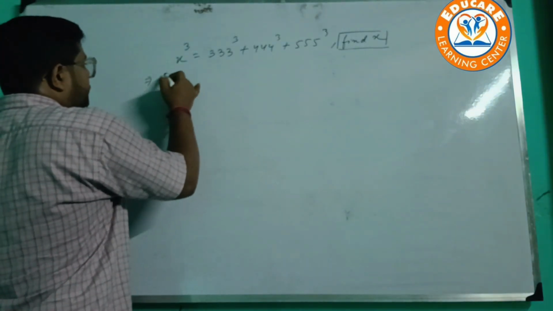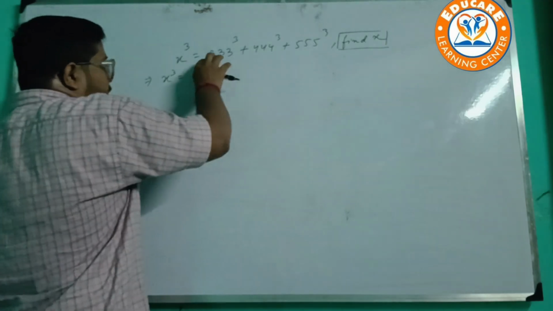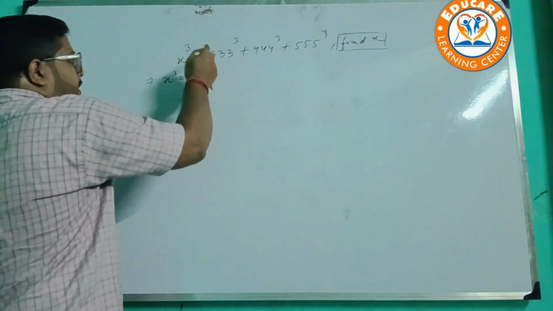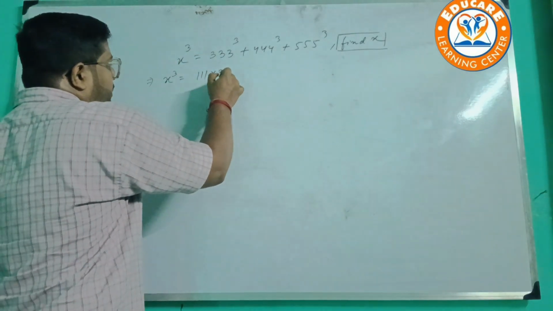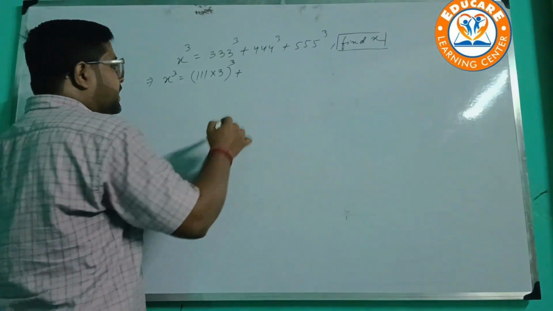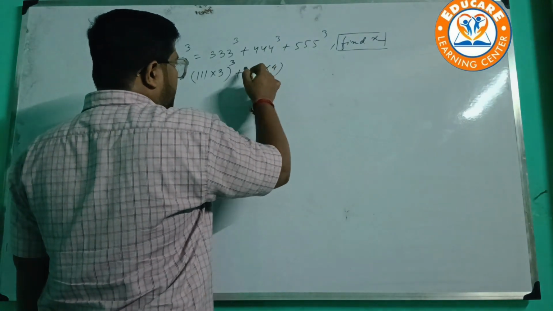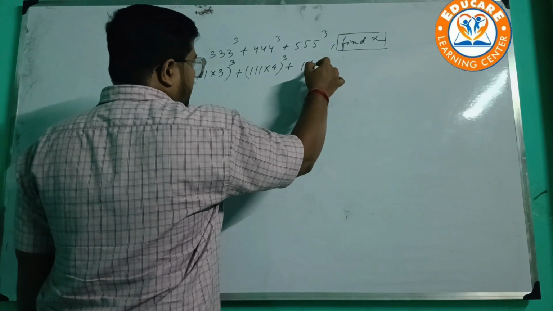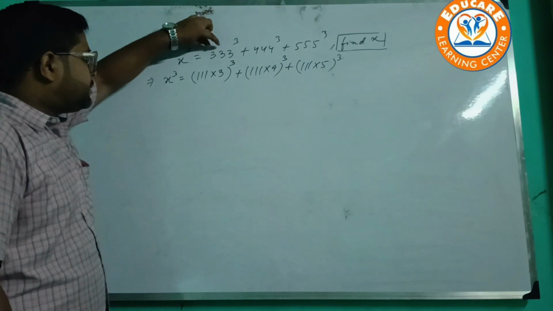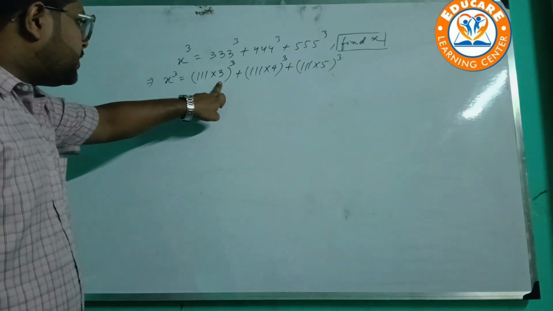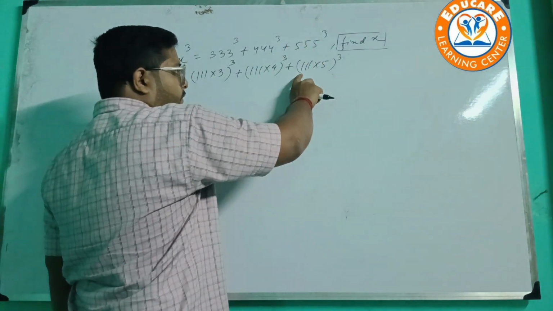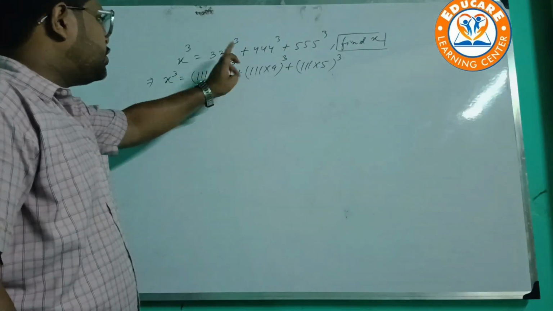Our first step would be: x cube is equal to, you need to break this number, 333, into 111 into 3 to the power cube, plus 444, we can write 111 into 4 to the power cube, plus 111 into 5 to the power cube. I think this line is quite clear to each and every one of you. We are just breaking this number into 111 into 3, 444 into 111 into 4, and 555 into 111 into 5, and writing the cube as it is.